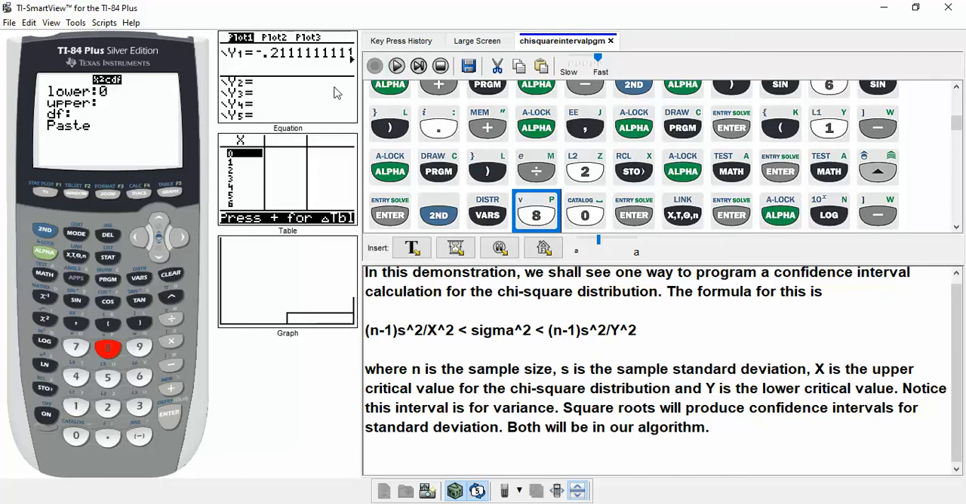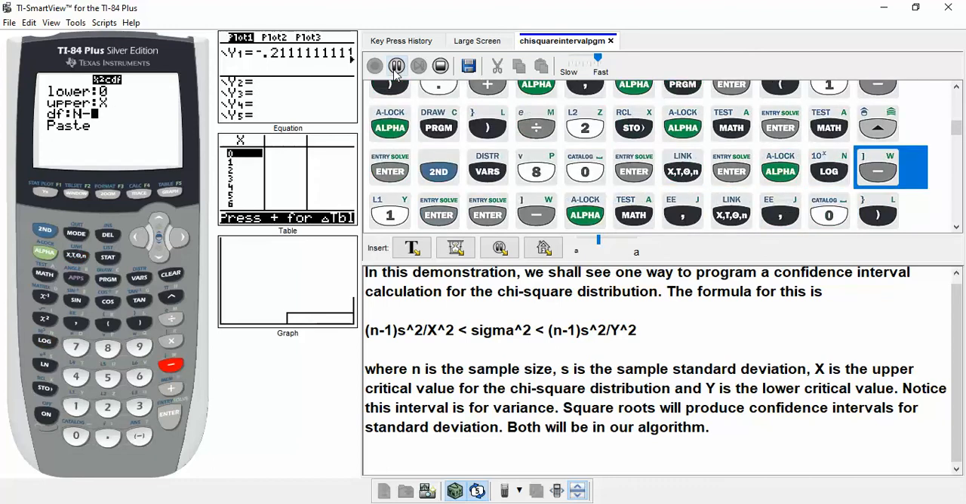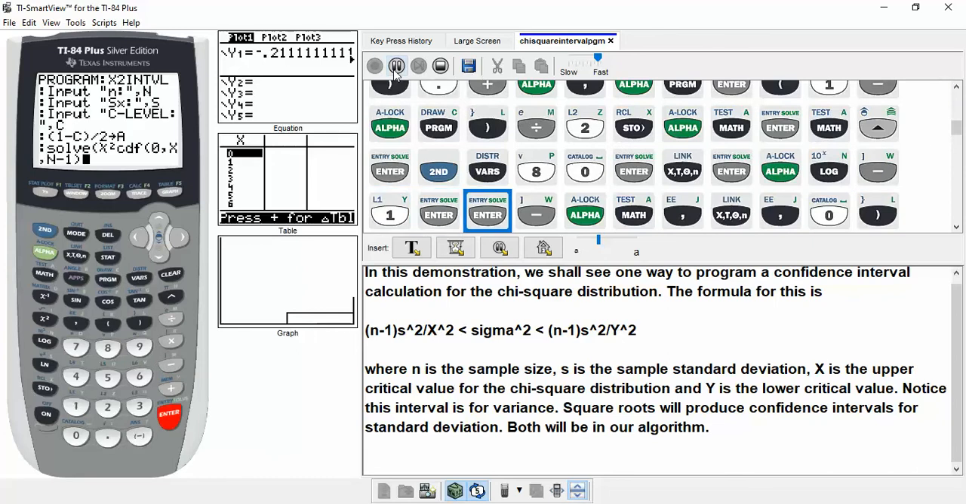Now, for this to happen, we need a lower bound. Chi-squareds don't go any lower than 0 because they're squared variables. So we'll use 0. And then our upper bound will be x. That's the number we're trying to find. Our degrees of freedom are going to be the sample size, which we stored as n, minus 1. And then we'll paste that into our algorithm.